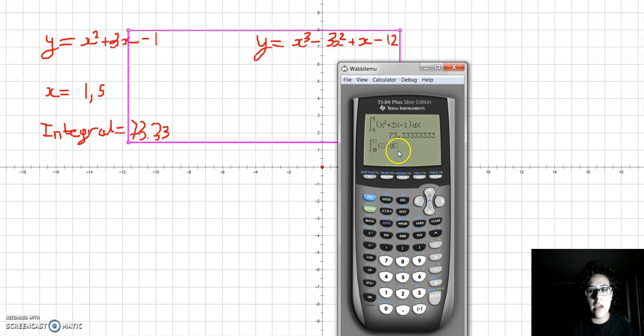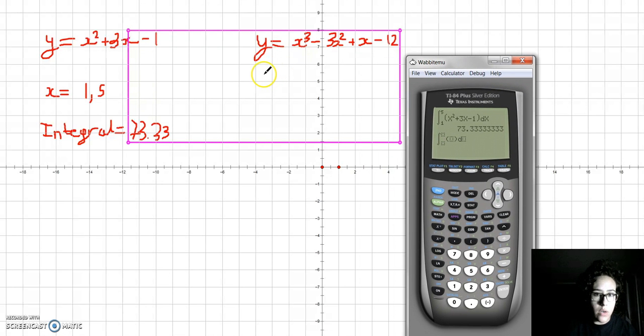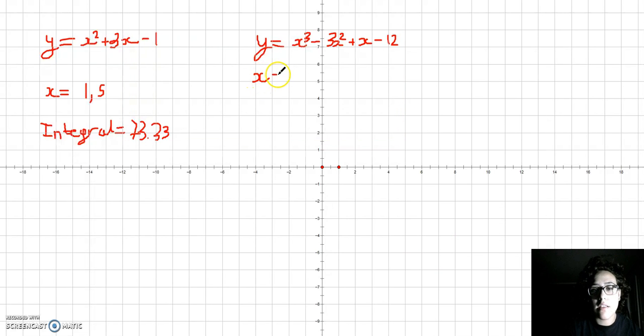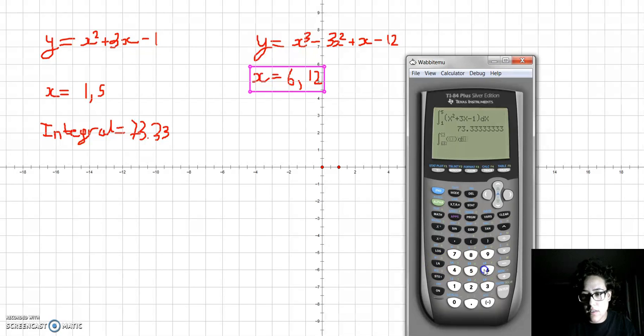As you can see, it's the same layout as before. And so we're going to find, well, first we have to define where we want to actually find the integral. In this case, we'll do x equals 6, and we'll do it to 12. So our lower bound is 6. We do the up arrow. Our upper bound is 12. Right arrow, and then we just enter in our equation once again. X to the third power minus 3x.